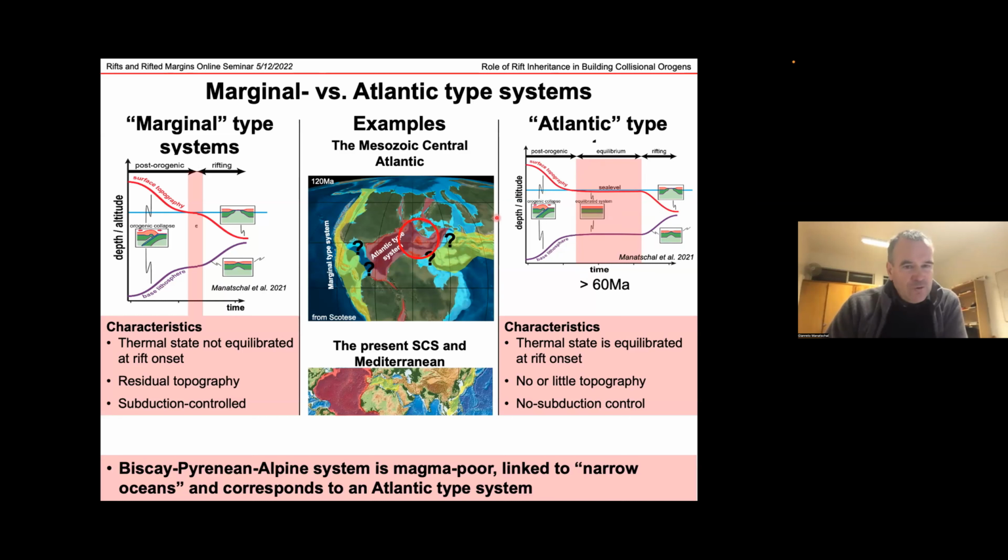So what I'm going to do now is to go to the Bay of Biscay Pyrenees-Alpine system. This is actually a magma-poor system. It's linked to narrow oceans, and it corresponds to an Atlantic-type system. So it's actually the easiest system to study.